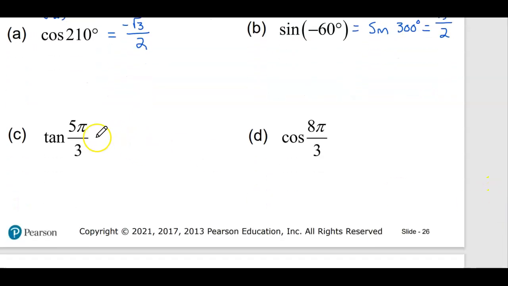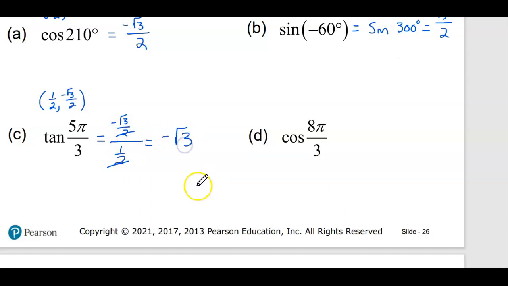Now, what about tangent of 5 pi thirds? So let's write down that coordinate. Turns out it's the exact same one from part B. So 1/2 and negative square root of 3 over 2. Now, tangent is the y over the x, so this is negative square root of 3 over 2, divided by 1/2. We talked about this earlier. Those 2's are going to divide out. And when I reduce what's left, that's just negative square root of 3.